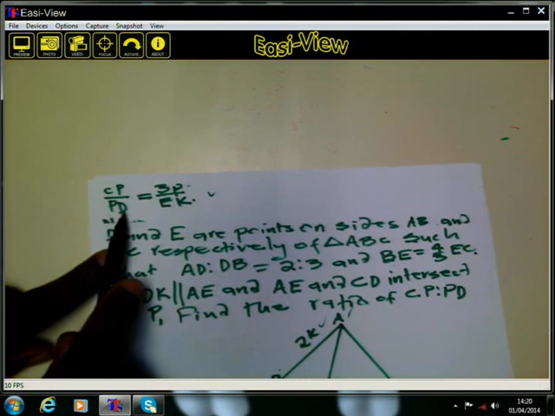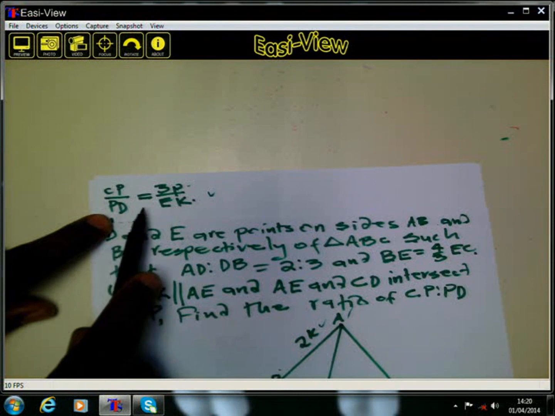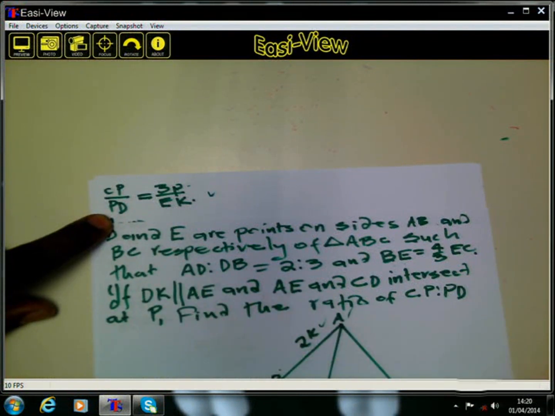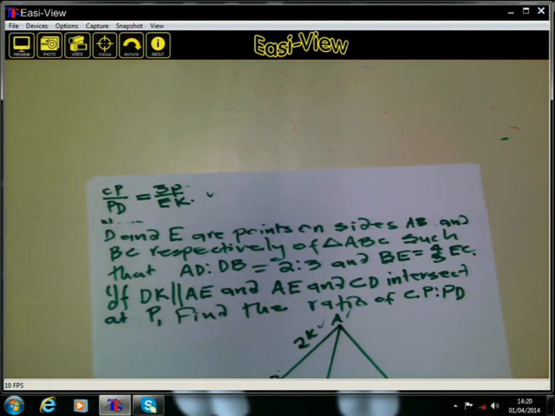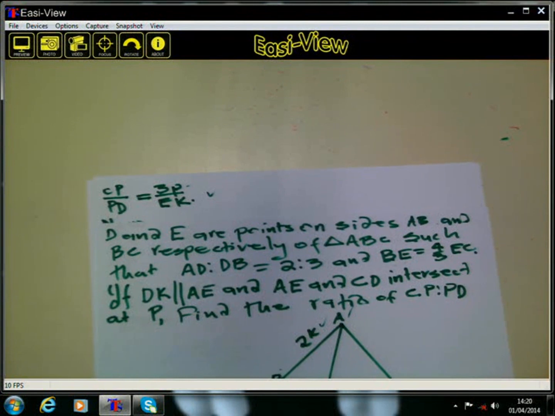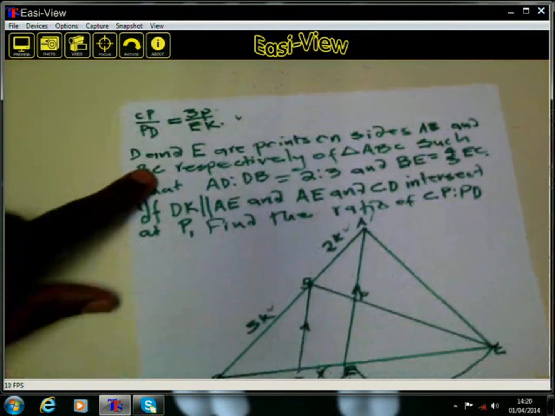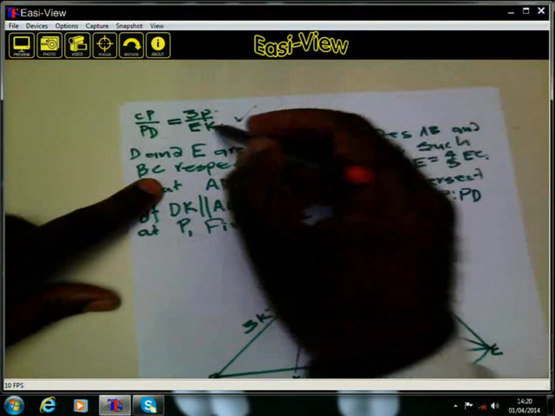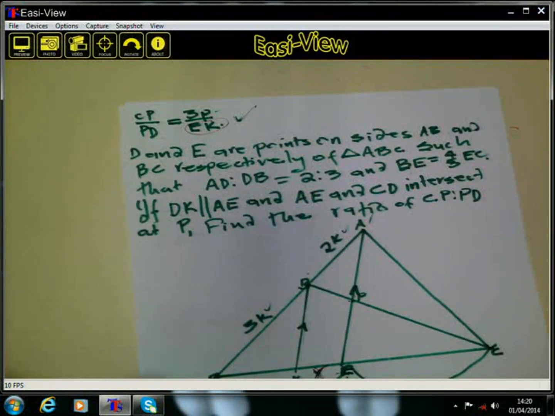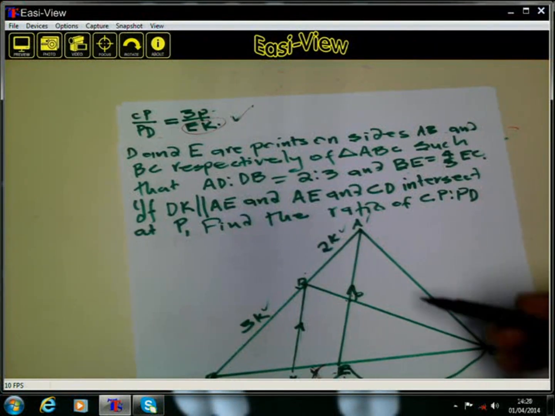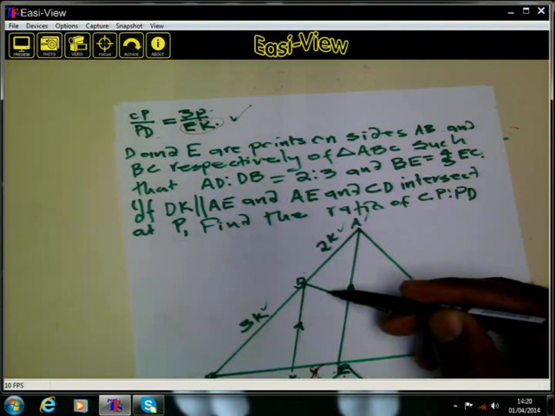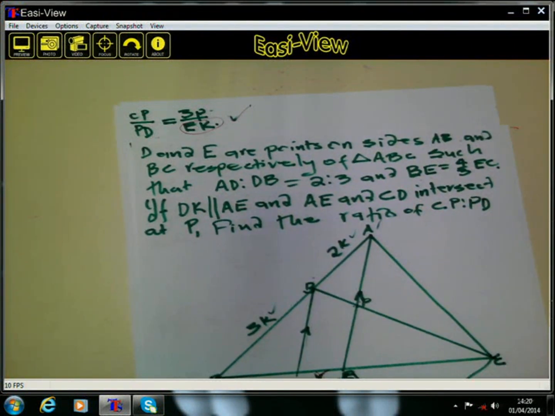I've said CP over PD will be in proportion to 3p. Why 3p? Because 3p represents side EC, which must be over EK, which we also don't know. Now that we have two unknowns here, it becomes extremely difficult for us to determine what EK will be, because we don't have the magnitude for this and for that. We only have the magnitude of one side.